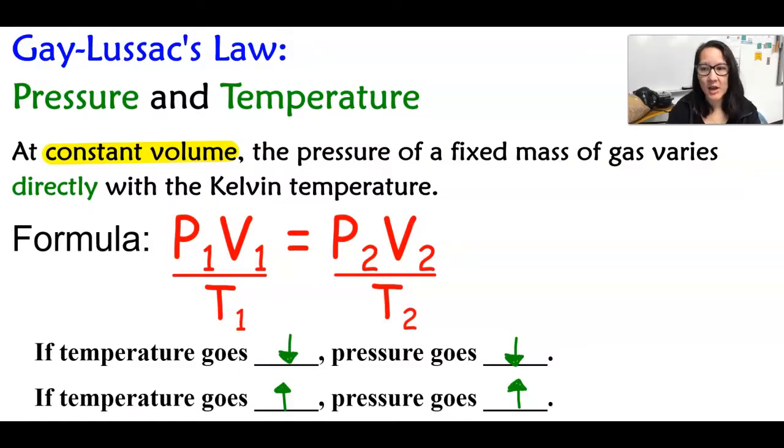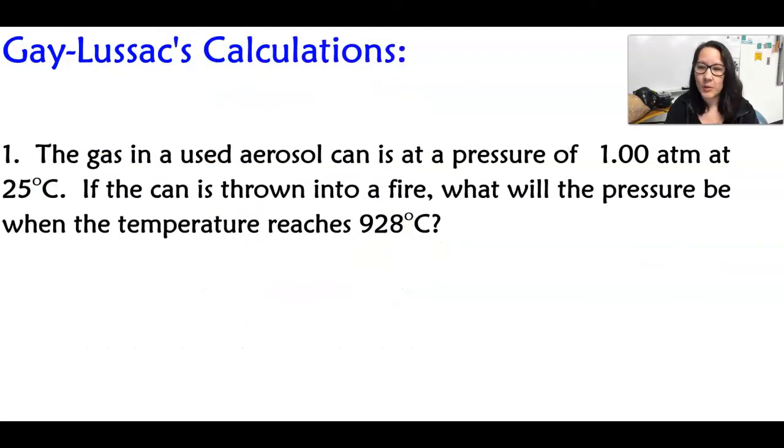So Gay-Lussac's law is between pressure and temperature, and it's at a constant volume. The pressure of a fixed mass of gas varies directly, so these two things are direct with each other, which means as you decrease one, you decrease the other, or as you increase one, you increase the other. Here is the formula, and because it has a constant volume, that means we ignore the volume in the formula, and so that gives us P1 over T1 equals P2 over T2. So we'll do some calculations now.